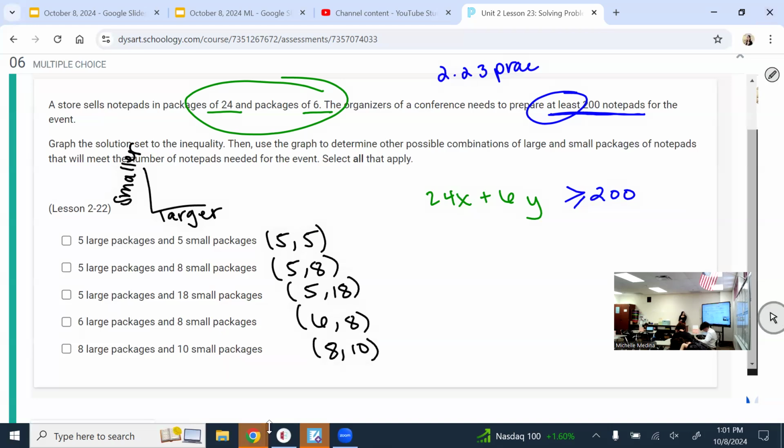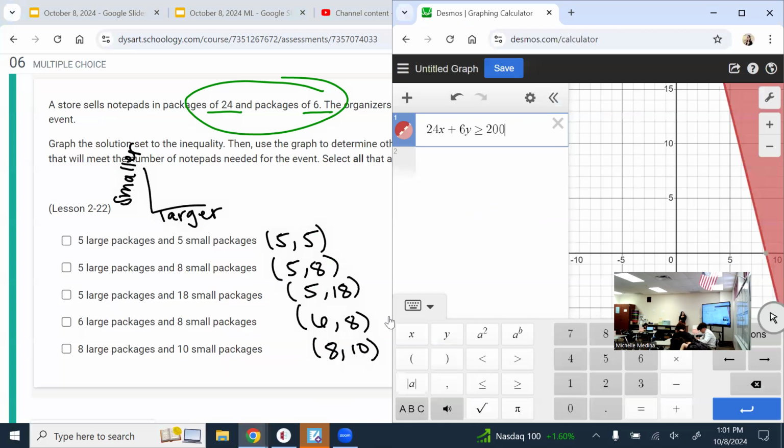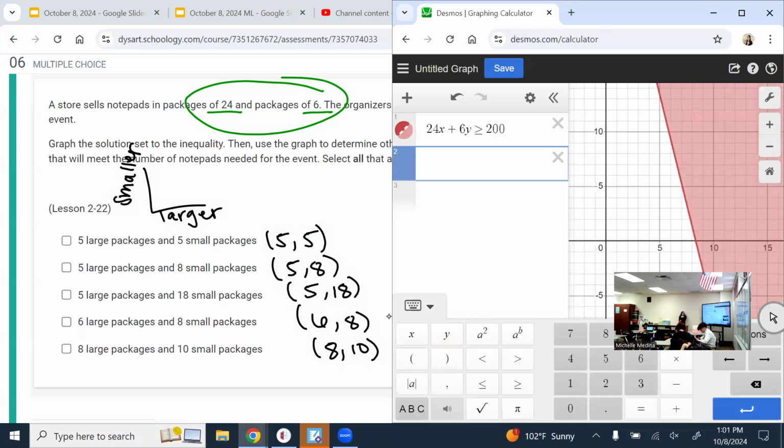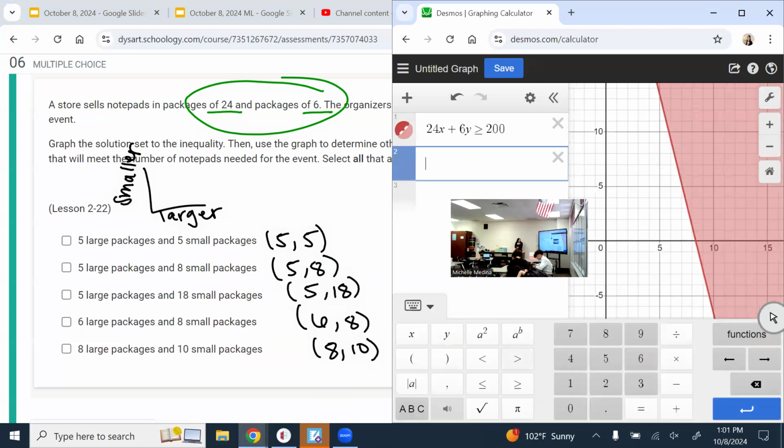So for all of those points, I'm going to see, is it in the shaded area or is it not? Or is it on a solid line or is it not? So 5, 5 is marked by that dot. Is that going to be a solution? But don't pick that one. And basically you're doing that with all of them. 5, 8. Is that in the shaded region? Pick that one. Do you need to see the rest?